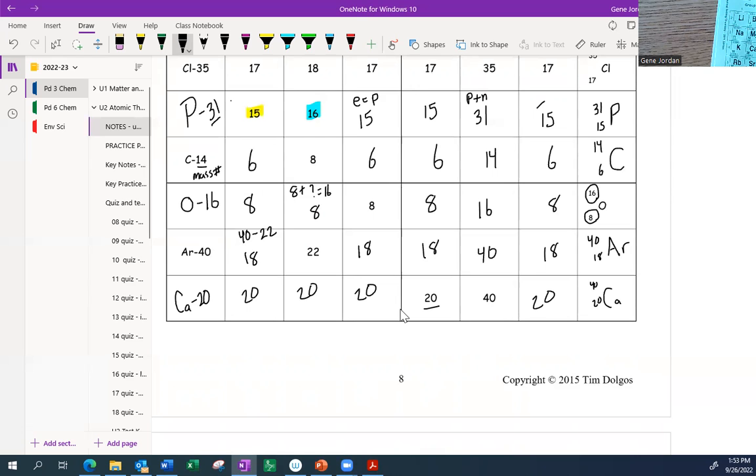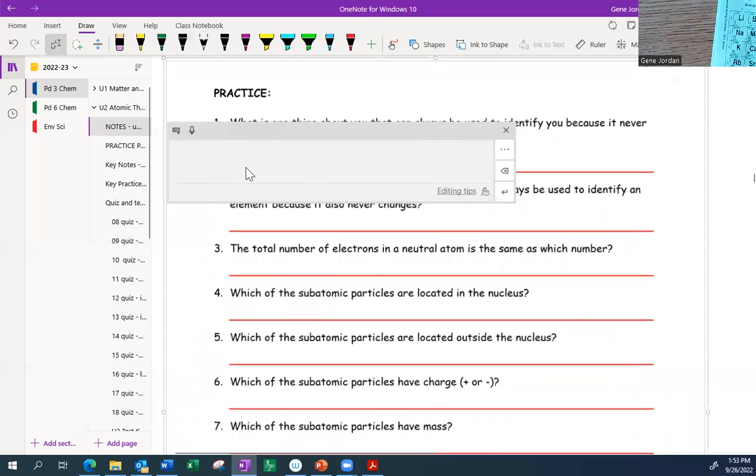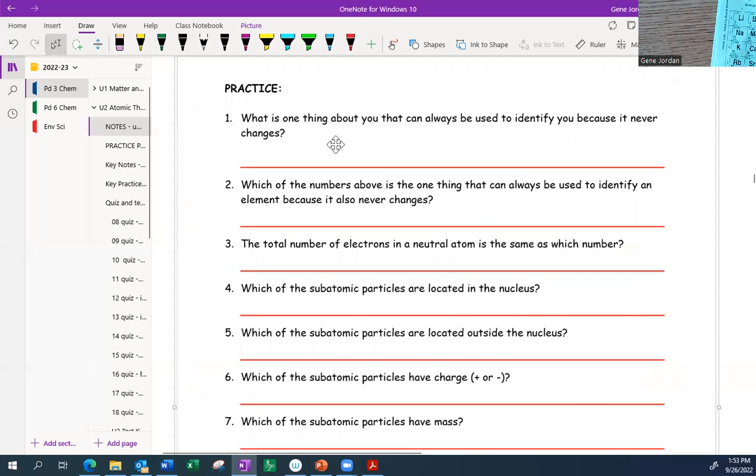Open up quickly to the next page. Some good answers. These are ones I want you to try on your own, but I'll walk you through them as the answers go. All right. What is the one thing about you that you can always use to identify you because it never changes? Try that one. Well, what's something about you that never changes? A lot of people will probably recognize that your fingerprints don't change. And I'd like you to write down something else that I didn't write. Yes, DNA is a good one.